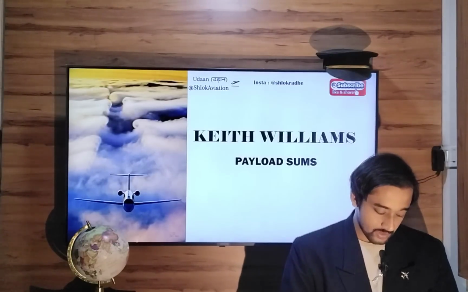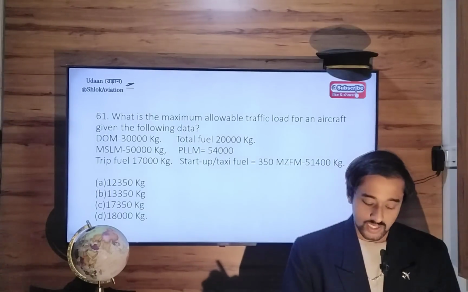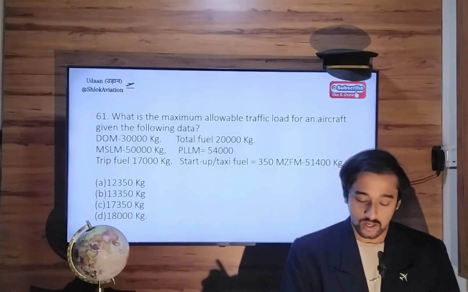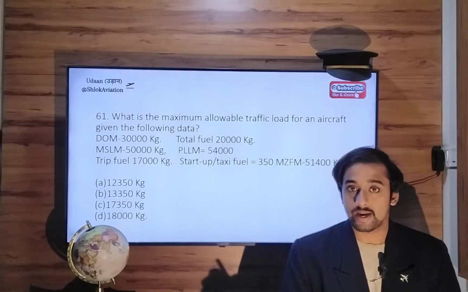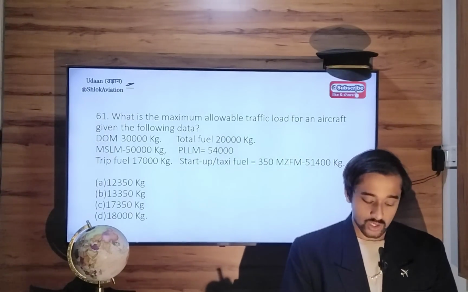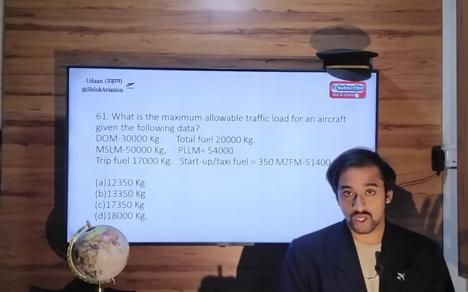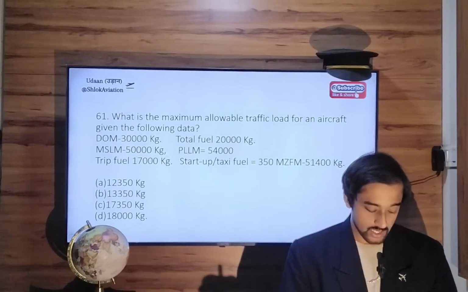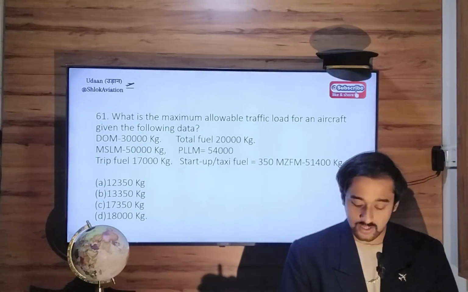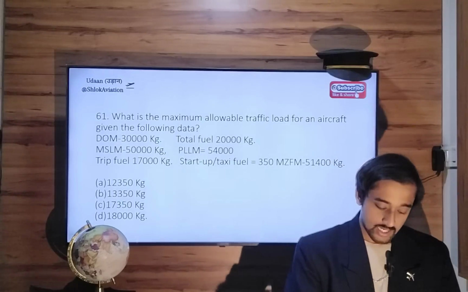So let's begin with question 61. What is the maximum allowable traffic load for aircraft given the following data? DOM, total fuel, landing mass performance, one structurally limited, another performance limited, trip fuel, startup and taxi fuel, zero fuel mass. So we have to find traffic load.